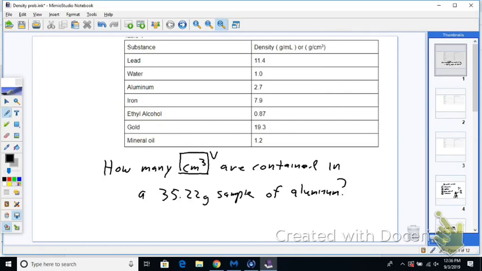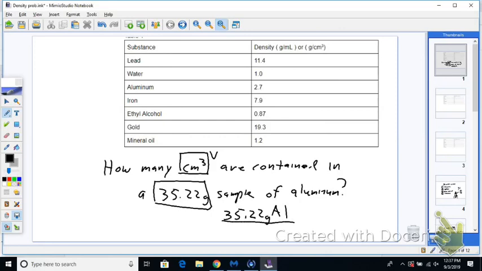That's volume. What does this 35.22 grams represent? Mass. Okay? So this represents the mass. So what we're going to do is start out this problem, and this is like conversions, we're going to go 35.22 grams of aluminum. Okay? So that's what we're going to start out with.